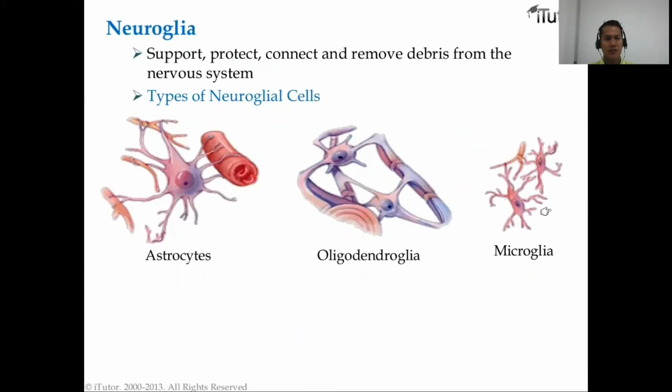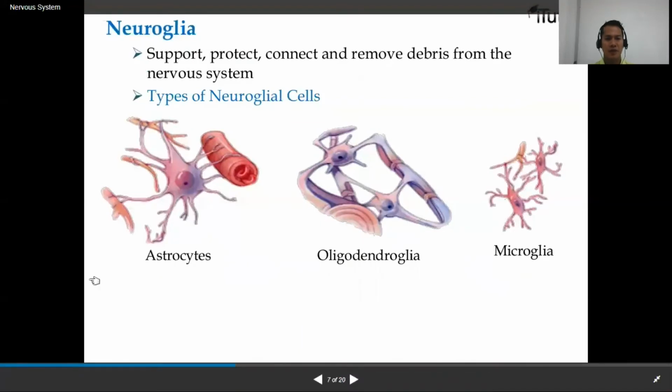Let's talk about the neuroglia. They support, protect, connect, and remove debris from the nervous system. We have astrocytes. Astrocytes look like this. Oligodendroglia look like this. Microglia is a smaller one. It looks like this.